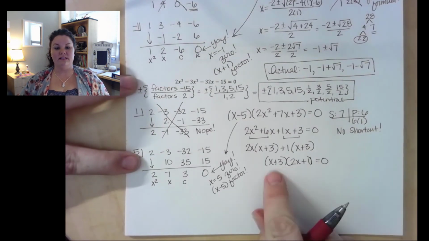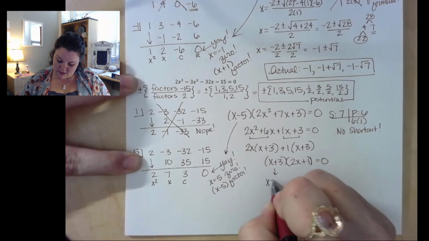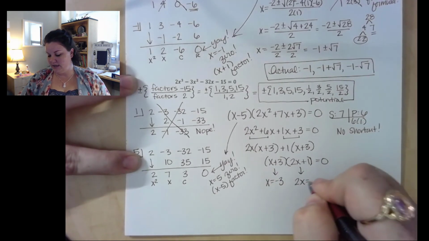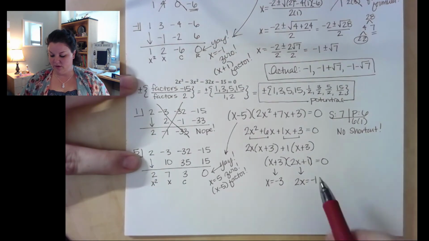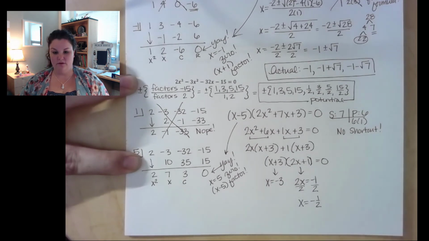And then I just set each of these equal to 0 so I can solve. When I solve this one, I'll get x equals negative 3. When I solve this one, I'll get 2x equals negative 1 when I move that 1 over. And then I just divide off the 2. So x equals negative 1/2.